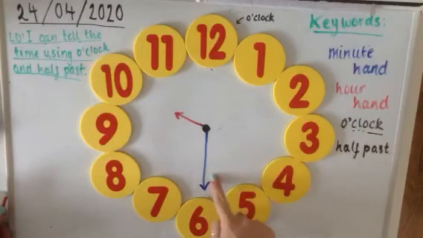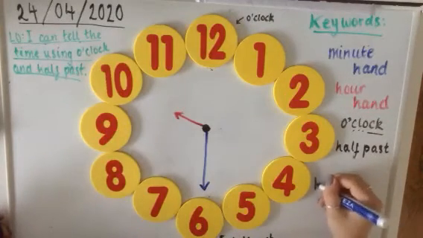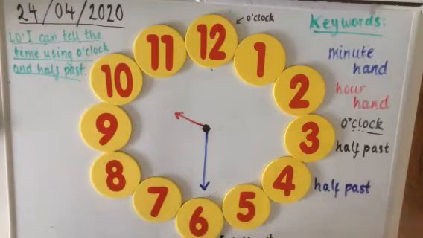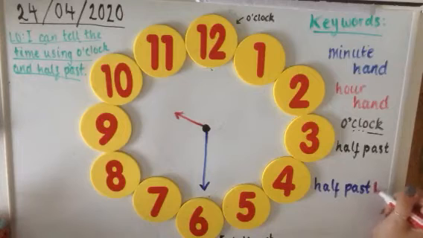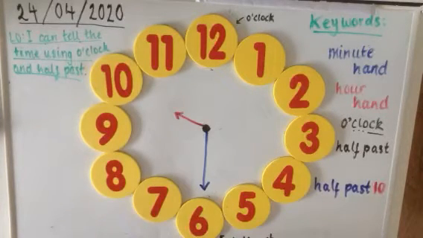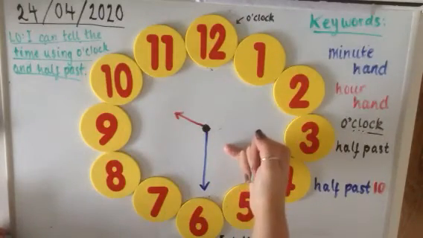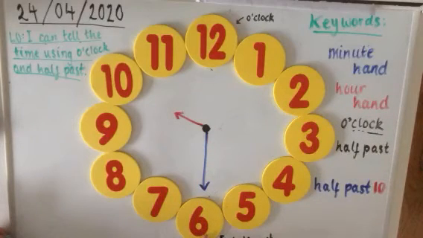Our minute hand is pointing down to the 6, so it would be half past. And then I would need to look at my hour hand because this still isn't finished. My hour hand is pointing to the 10, so it would be 10:30. We don't say 6:30 because our hour hand is pointing to the 10. It is only 10:30 when our minute hand is pointing to the 6.